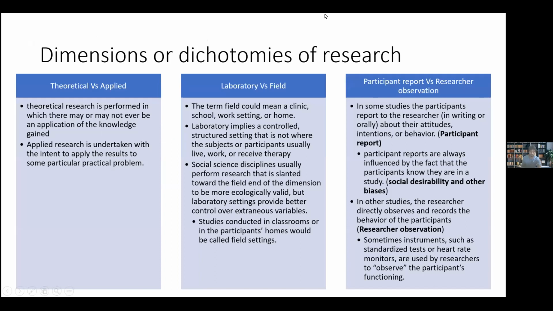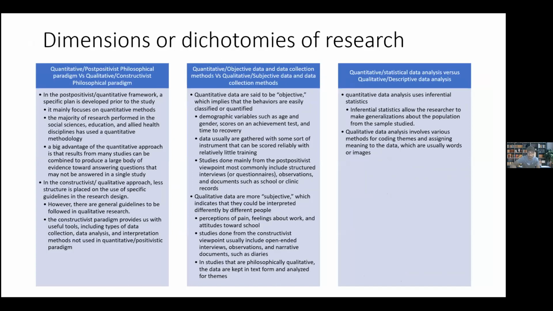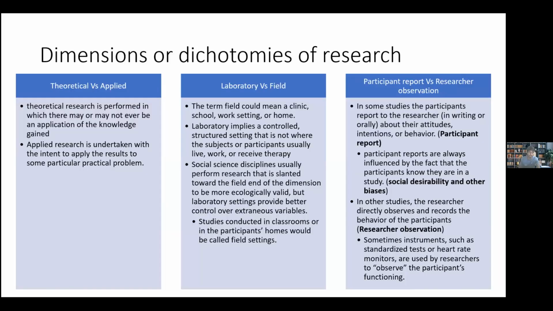So now we'll be moving on to the dimensions or dichotomies of research. You may have heard research described as applied versus basic and all those things. So we have various categories or dichotomies to slice or categorize research into. Okay, so we're going to talk about 6 dichotomies. The first 3 are in this slide and the next 3 are in the other slide.